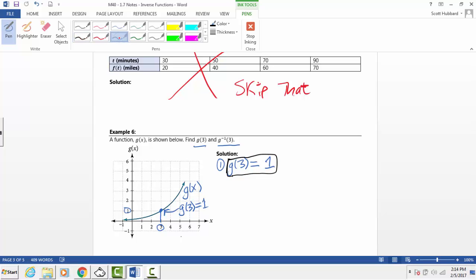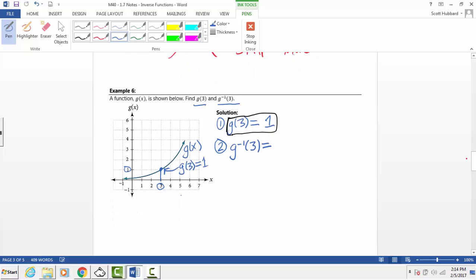Okay, pretty straightforward, but this one's asking us a little bit different. It says, now find the inverse of g at 3. Now, I don't have the inverse. I don't know what the graph looks like. But the cool thing is that I don't need to know what the inverse looks like, because all I know is that inverses swap domains and ranges. That also means that they swap inputs and outputs.